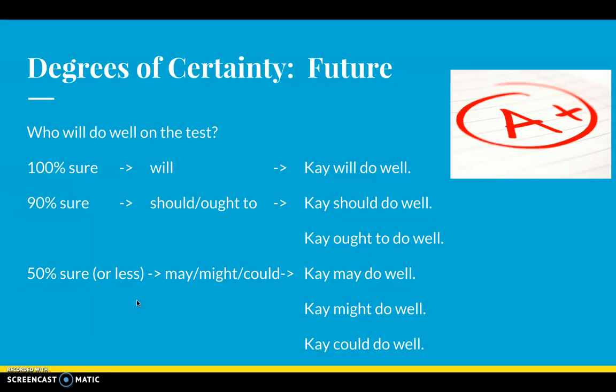If we're 50% sure or less, we'll choose something like may, might, or could. Well, Kay may do well. She usually studies, so she may do well. She might do well. She could do well. Again, this is very similar to how it looks in the present.